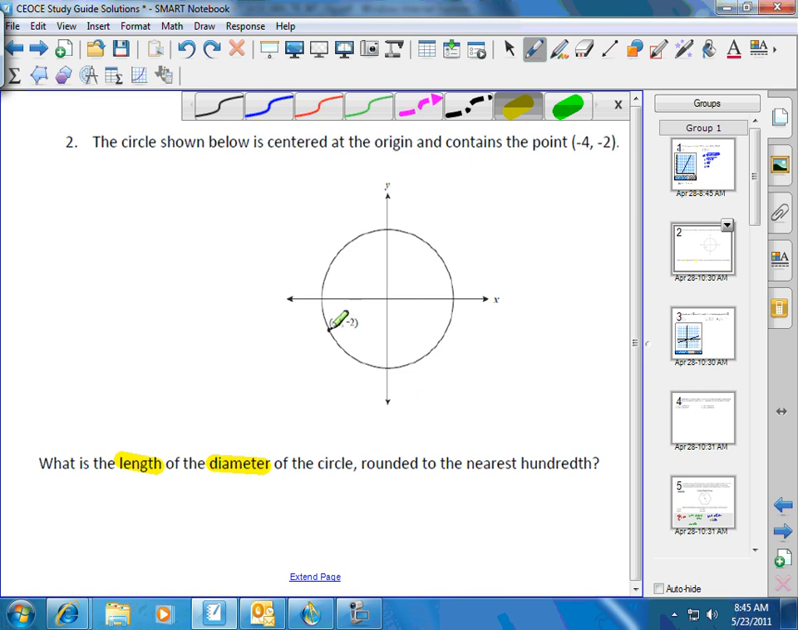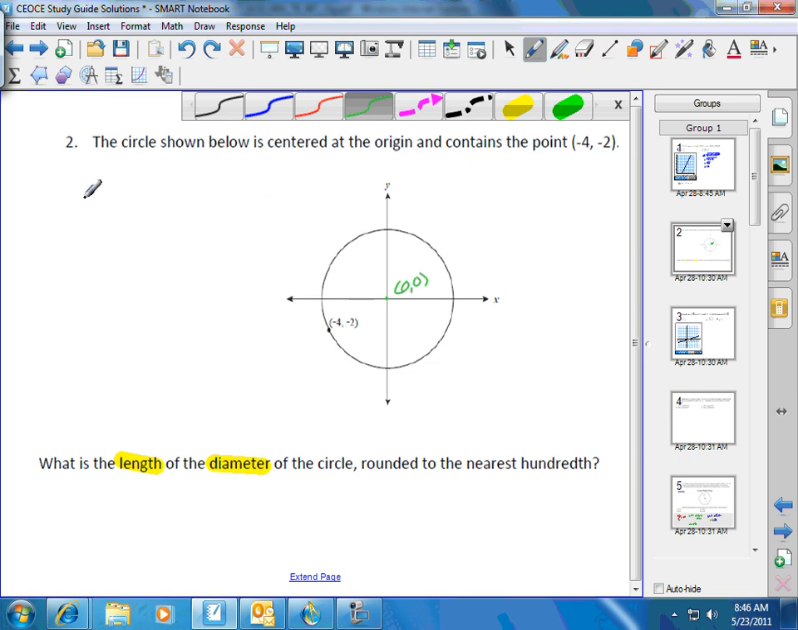Okay? So if I were to draw a segment from point 4, -2 through the center to another point on the circle, I don't have a coordinate there. So I couldn't use a distance formula in that case. But I do know that the center is at the origin, that's at 0, 0. So we do have a point here at 0, 0. So what I can do is find the distance from this point to this point, and then double it, because that would be the radius. I'll double it, and that will give me the length of the diameter.